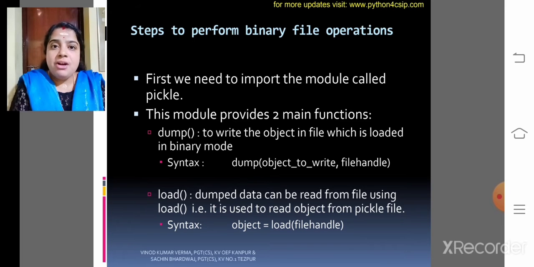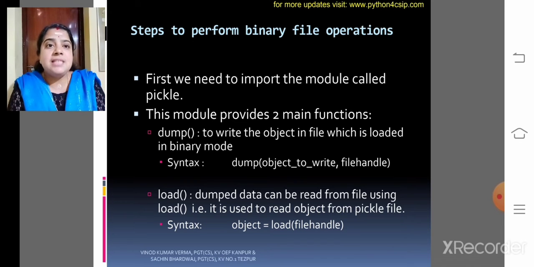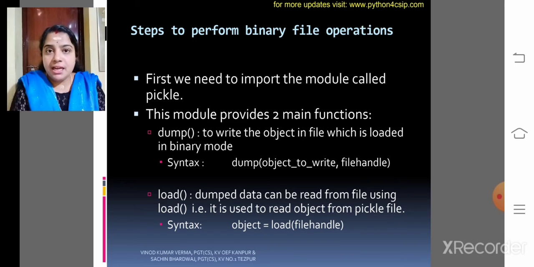Let me discuss binary files in depth. Steps to perform binary operation. First, we need to import the module called pickle. This module provides two main functions. Dump is used to write the object to a file which is opened in binary mode. The syntax is dump of the object to write, that is nothing but the dictionary or list name, the identifier which we use to specify the list or dictionary, and the file handle.